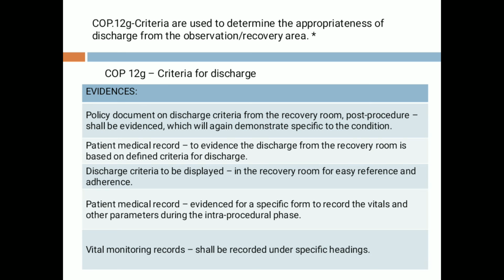Objective element COP 12G speaks about criteria for discharge. Evidences: policy document on discharge criteria from the recovery room post procedure shall be evidence which will again demonstrate specific to the condition. Patient medical record to evidence the discharge from the recovery room is based on defined criteria for discharge. Discharge criteria to be displayed in the recovery room for easy reference and adherence. Patient medical record evidence for specific form to record the vitals and other parameters during the intra-procedural phase. Vital monitoring record shall be recorded under specific headings.